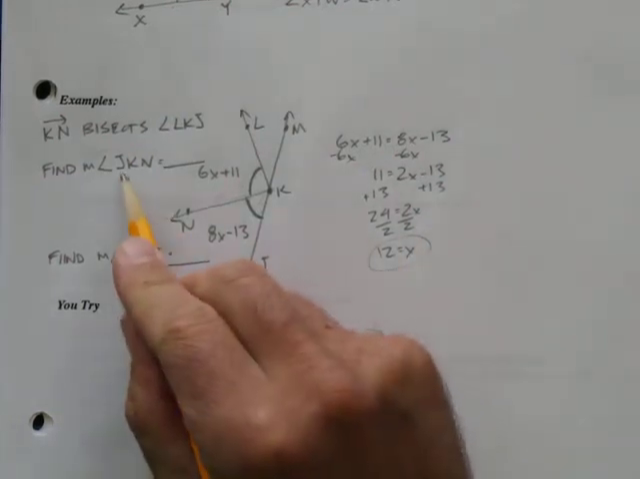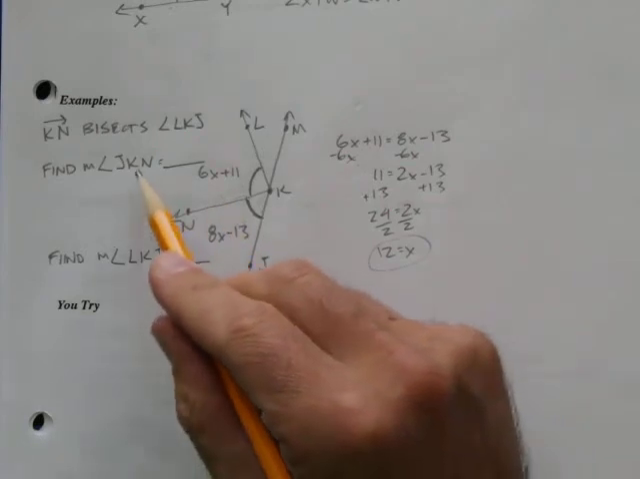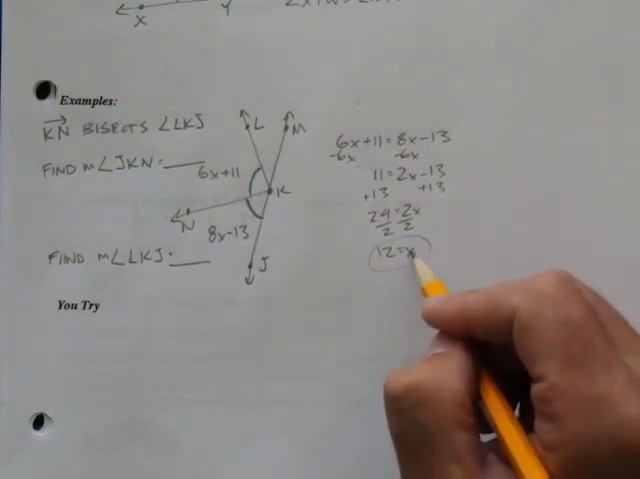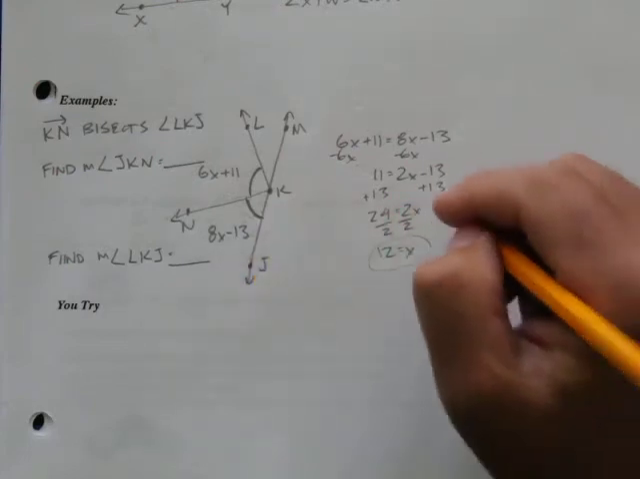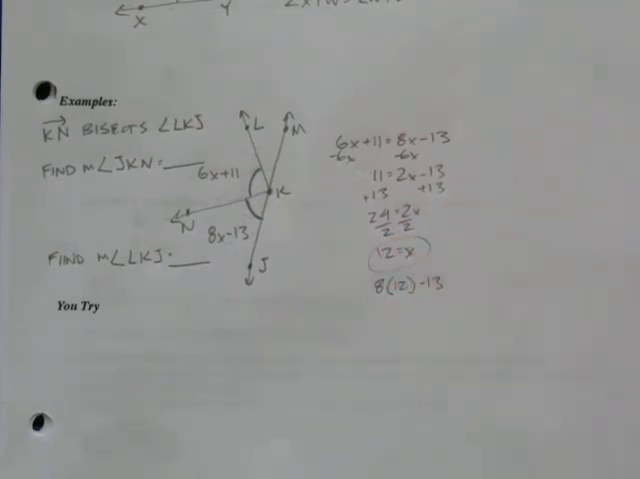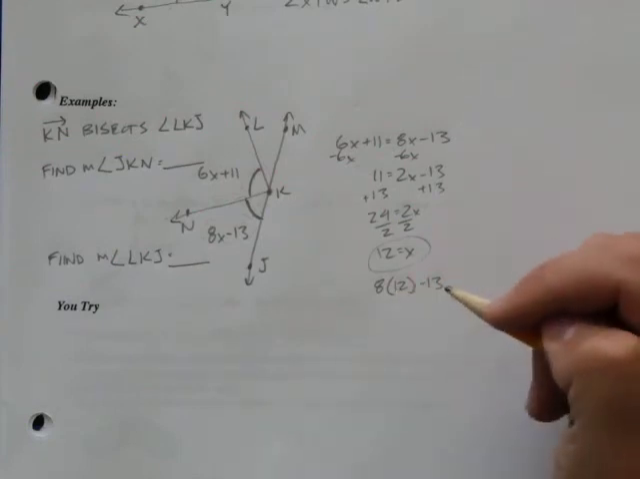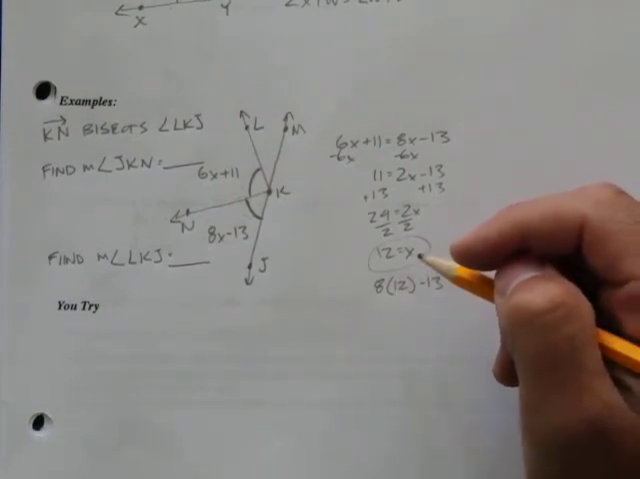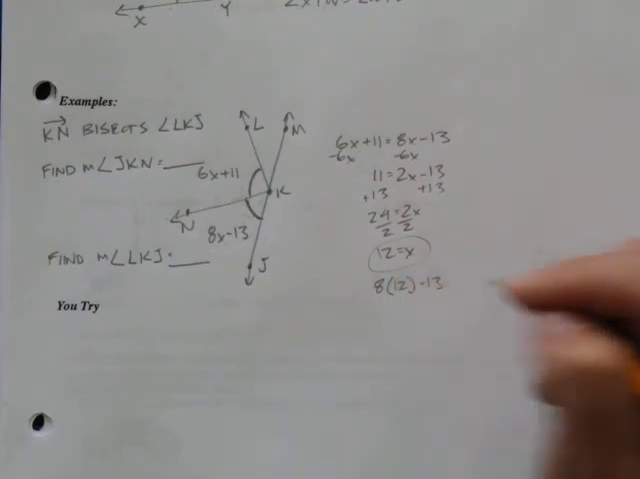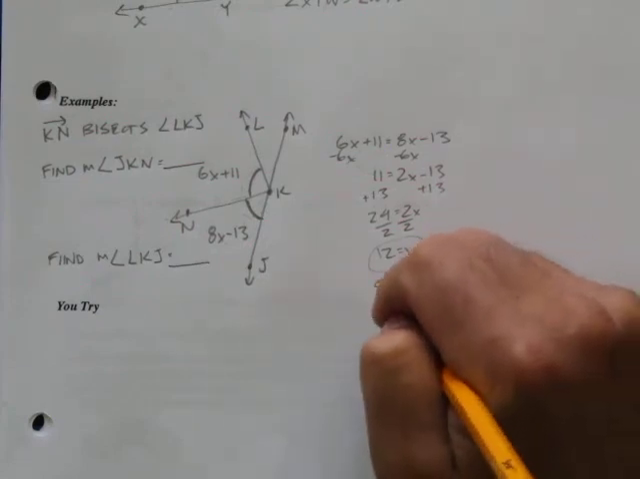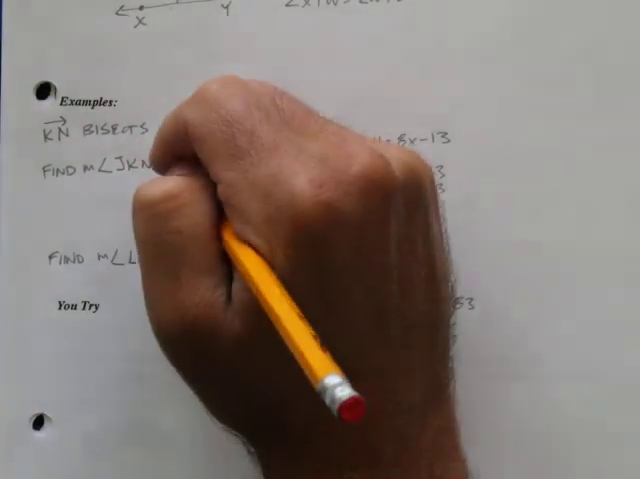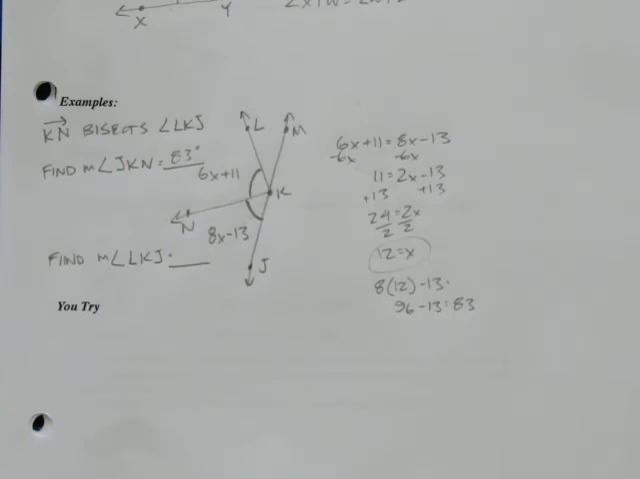I found what x is, but I want to find this angle, and that is angle JKN. All right, JKN, that's this one. So all I need to do now is I substitute this value for x into 8x minus 13. So I say 8 times x, which is 12, minus 13 is going to give me JKN. So 8 times 12 is 96. So this is 96 minus 13. 96 minus 13 is 83. So I've got 83 degrees for JKN.